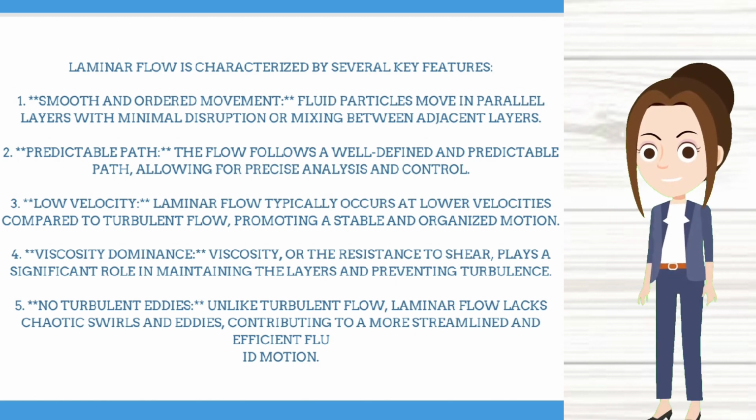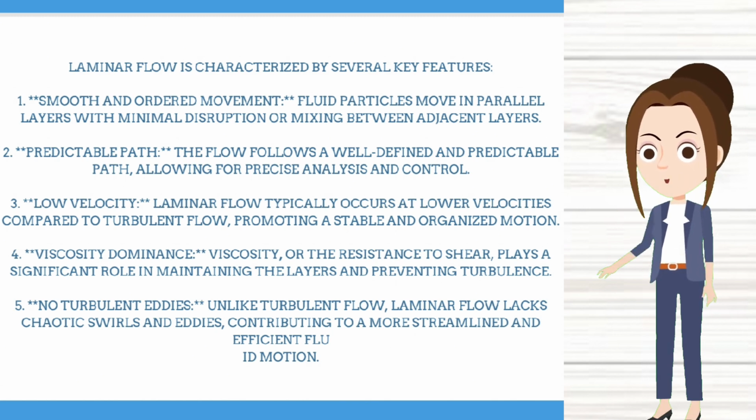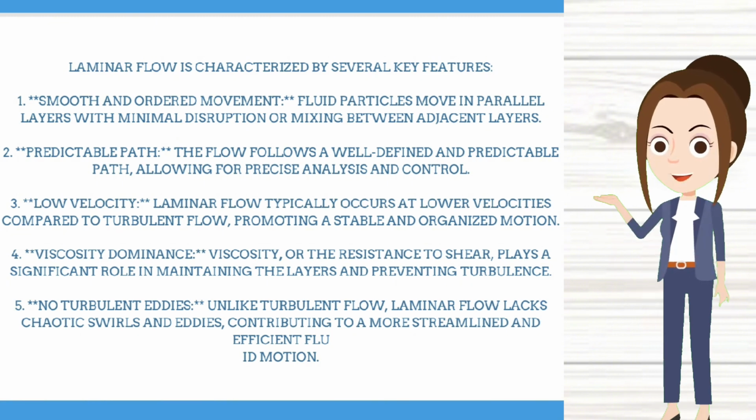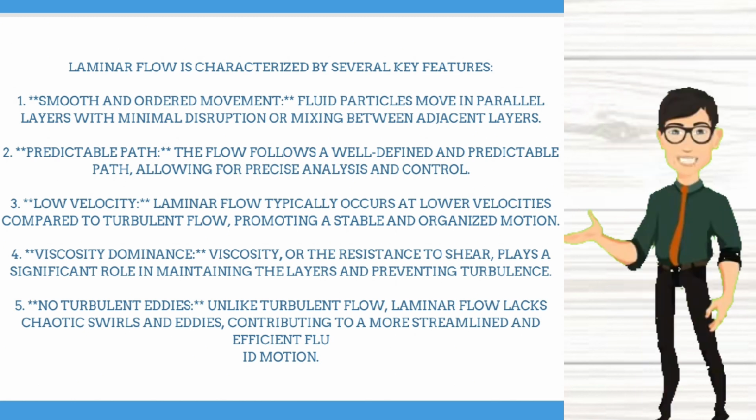Number 3. Low velocity. Laminar flow typically occurs at lower velocities compared to turbulent flow, promoting a stable and organized motion. Number 4. Viscosity dominance. Viscosity, or the resistance to shear, plays a significant role in maintaining the layers and preventing turbulence. Number 5. No turbulent eddies. Unlike turbulent flow, laminar flow lacks chaotic swirls and eddies, contributing to a more streamlined and efficient fluid motion.